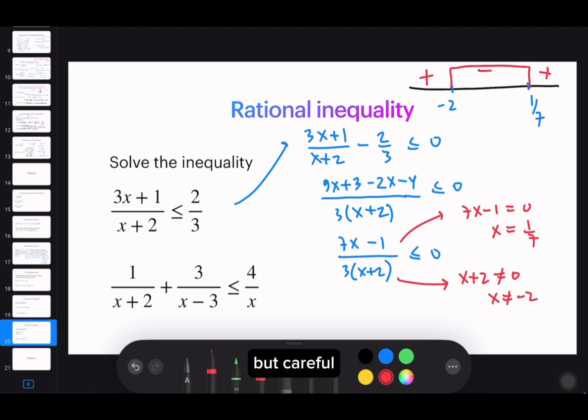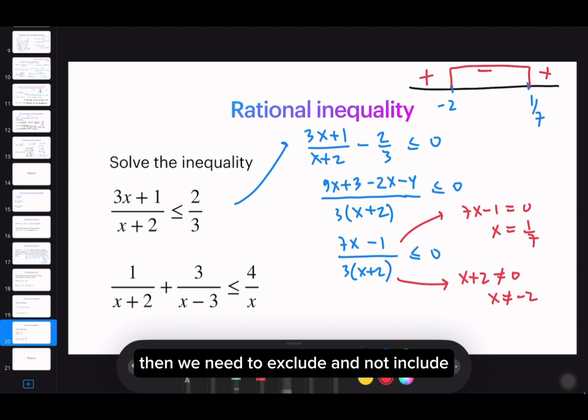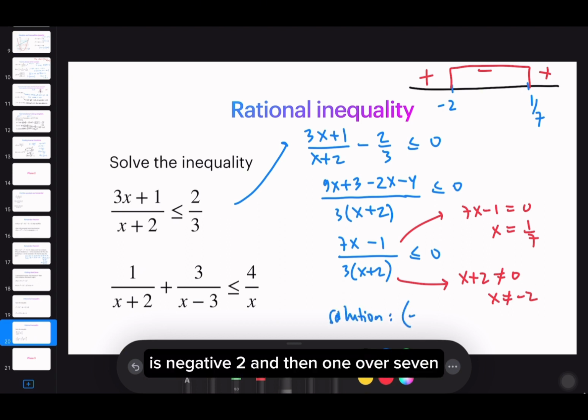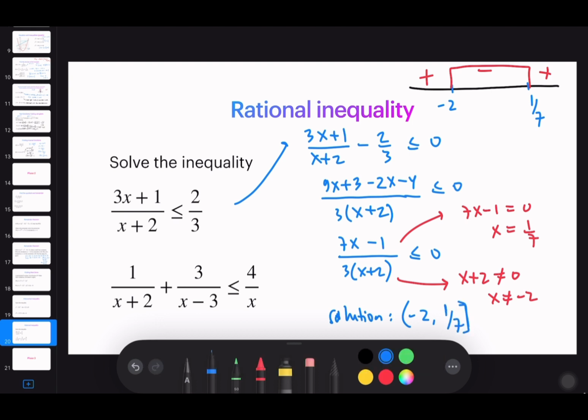But careful, since x is not equal to -2, we need to exclude it and not include it. So the solution is from -2 to 1/7. We need to include 1/7, okay?